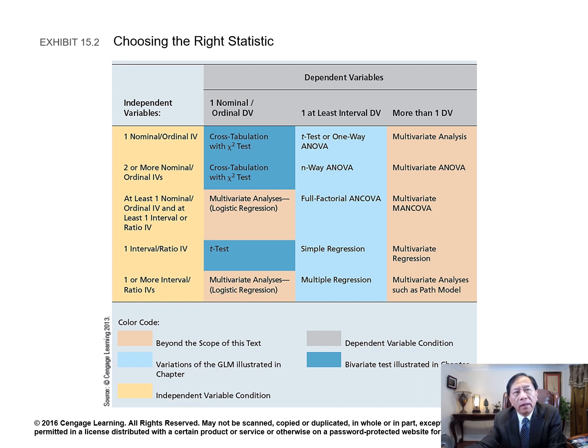Let me say it again. I'm expecting you to be able to do a cross-tab with a chi-square test, a t-test, simple regression, and one-way ANOVA. The others are not required for you to do in your group project. But this table can serve as a good guideline for you to determine what kind of analysis is possible with the nature of dependent variables and independent variables.